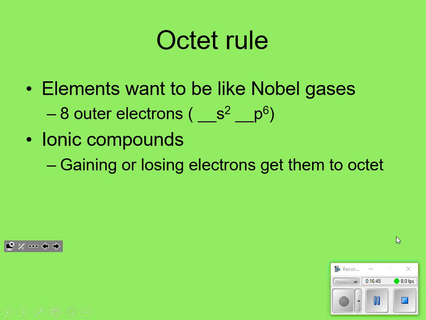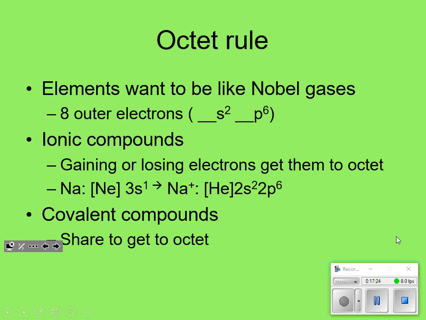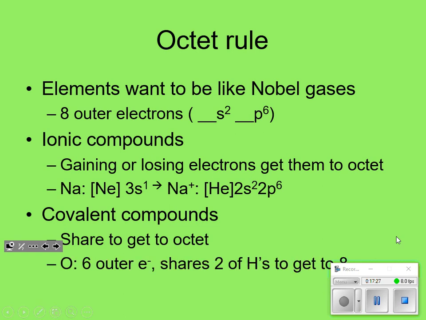Ionic compounds: the metals will lose electrons to get to the octet, the nonmetals will gain electrons to get to the octet. An example, sodium in NaCl loses 1 electron. It loses its 3s1. And in doing so, it now ends in 2s2 2p6, a full outer shell of 8. And I could show the same thing with chlorine. Chlorine gains an electron. But in an ionic compound, you have gain and loss working side by side. In a covalent bond, however, they share electrons.